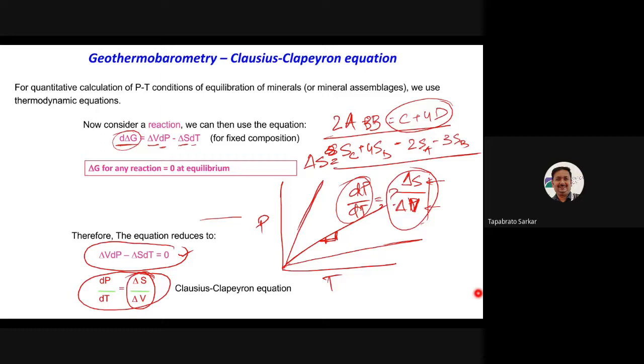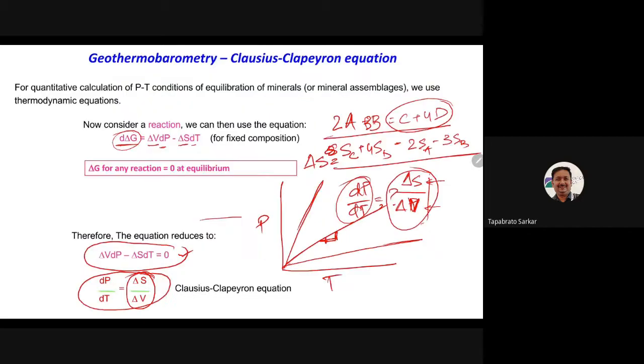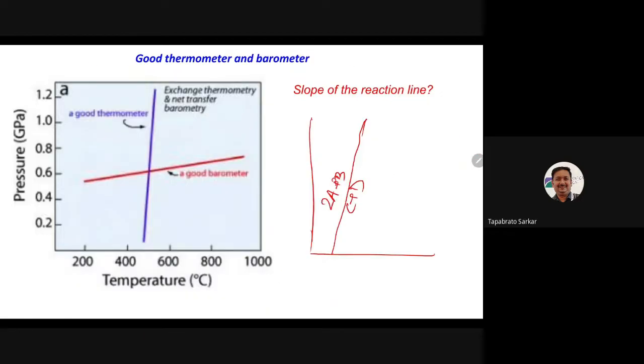Now in a PT space, if we have a reaction like this, let's say A plus B gives C plus D, same as this one. Let's say 2A plus 3B gives C plus 4D. This is the reaction where the slope is very steep. So if the slope is very steep, is it sensitive to temperature or sensitive to pressure?